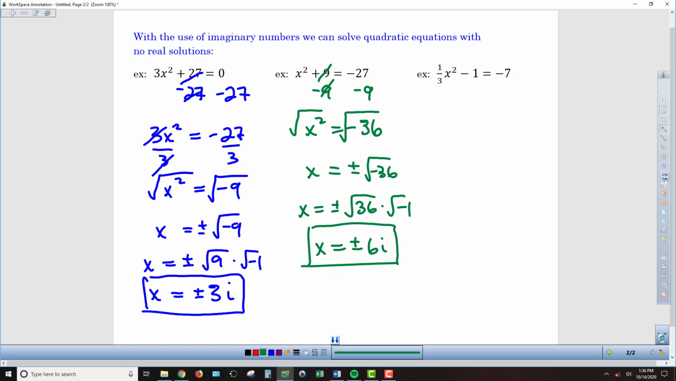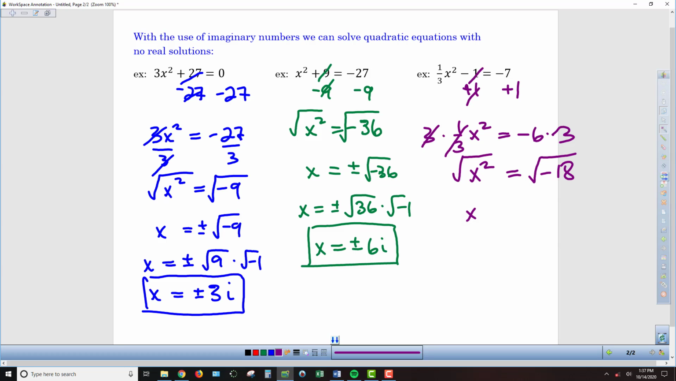For the last one, same idea. I'm going to add 1 to both sides. So I get 1/3 x squared equals -7 plus 1, which is going to give me -6. Now I'm going to get rid of that 1/3 by multiplying both sides. So instead of dividing by 1/3, we can multiply by the reciprocal. So the 3 and the 1/3 cancel out. We're left with x squared equals, and then over here we've got -18. So we're ready to take the square root of both sides.